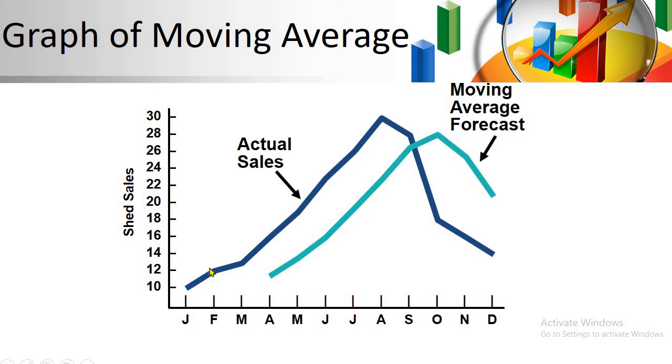Now you could see the actual sales value, it is going like this, and you have a moving average forecast that is forecasted in this way. This is exactly the difference in value. Okay, this is the first method.